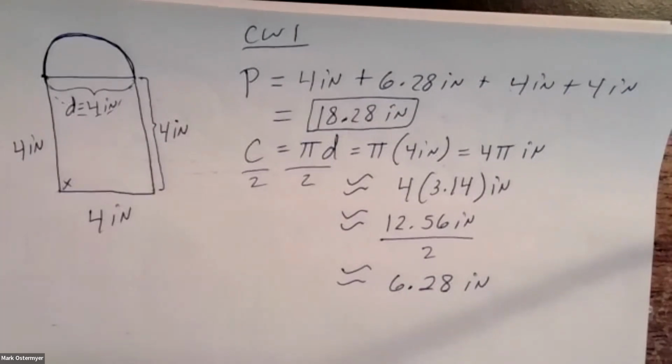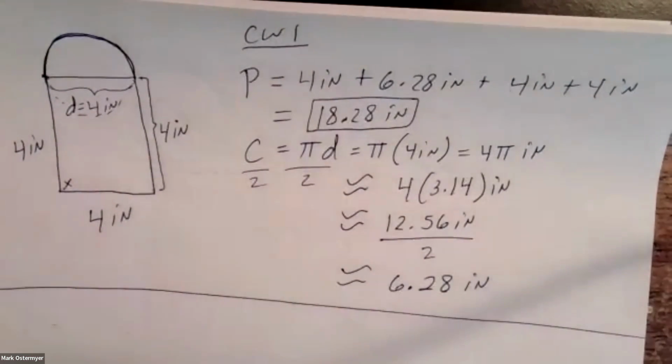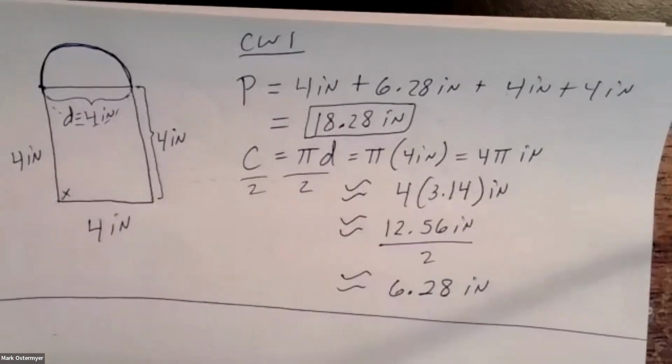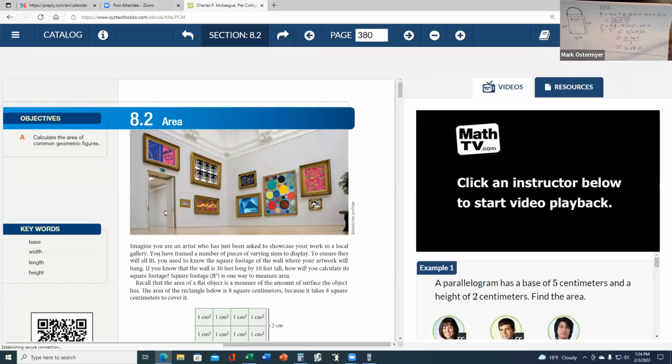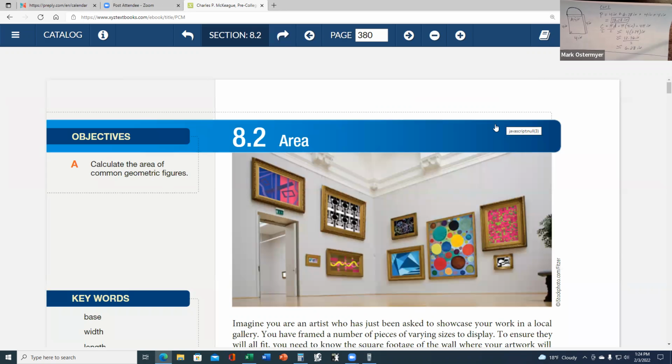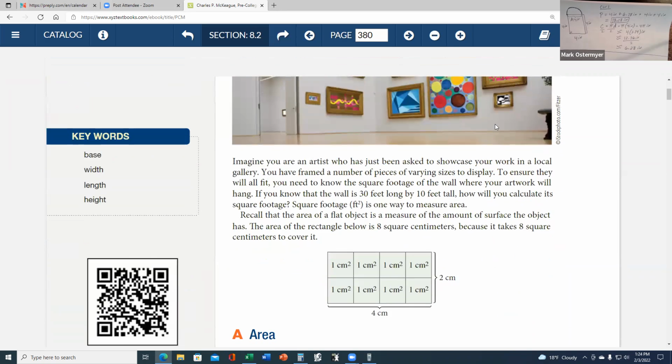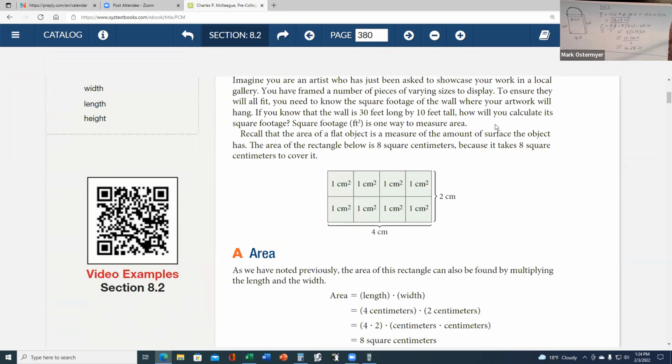So that section there, 8.1, talked about perimeter. Well, perimeter is the total distance around a geometric shape, ladies and gentlemen. Any questions about 8.1? All right, let's go to 8.2. 8.2 is involving what is called the area of a geometric shape, a two-dimensional shape, area. And area, ladies and gentlemen, is the amount of fill that lies within the borders of the geometric shape.